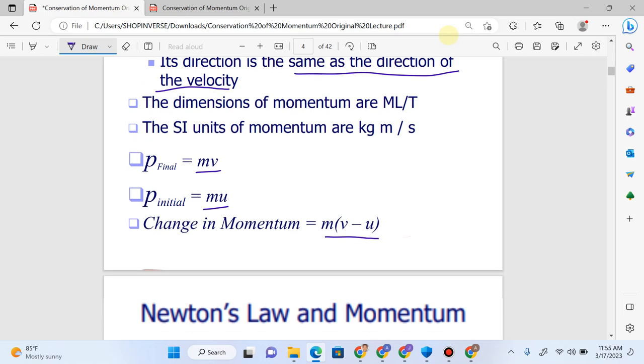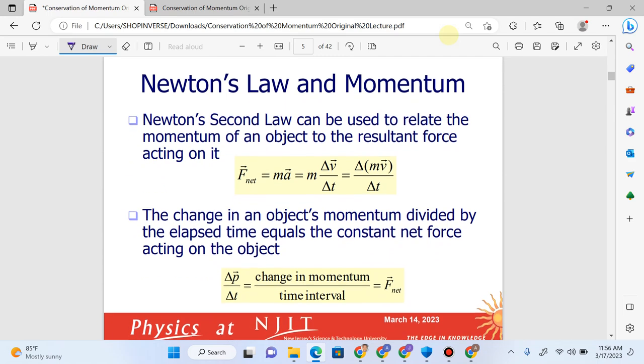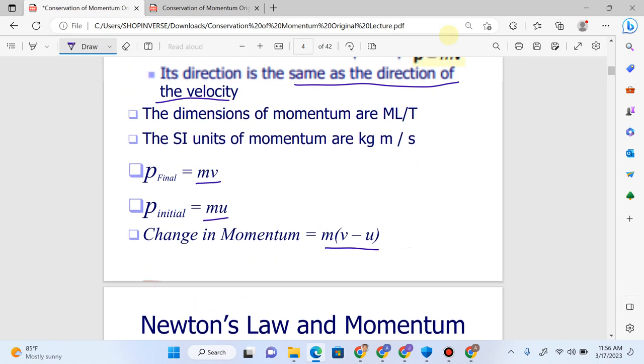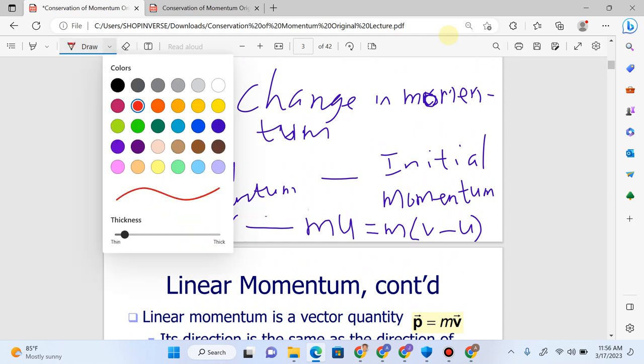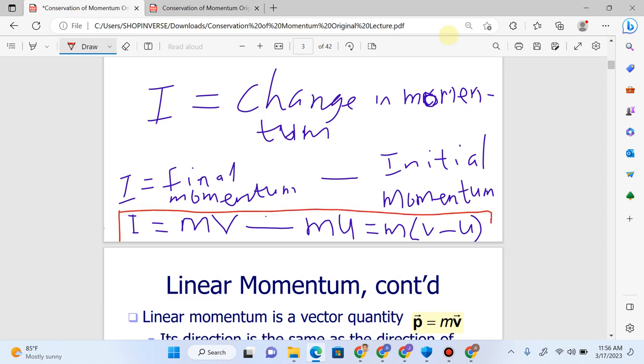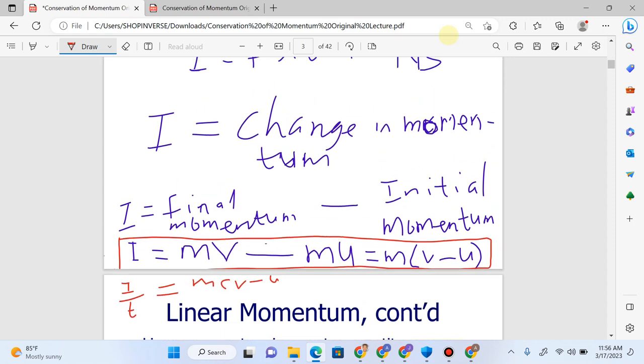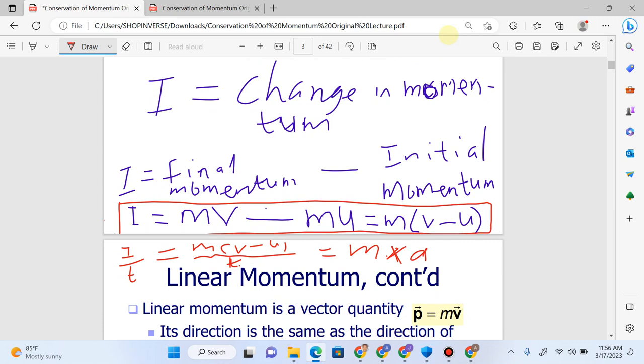So momentum is a vector quantity, just as velocity is a vector quantity. From this expression, what can we say about force? Impulse equals change in momentum. If you divide impulse by time, since impulse equals m open bracket v minus u, I will have m open bracket v minus u also divided by time. And that will give me m times a, mass times acceleration, where acceleration is v minus u over t, the change in speed with respect to time.